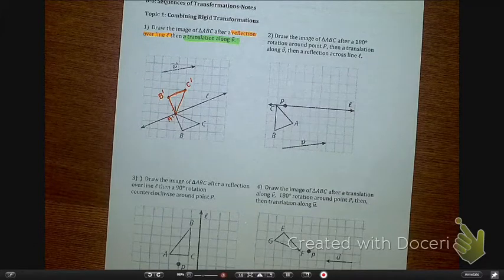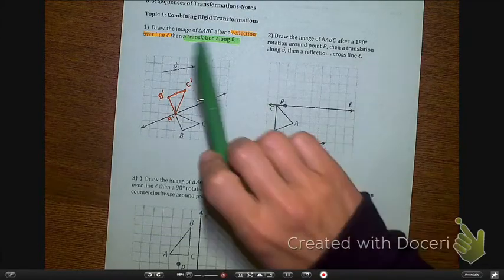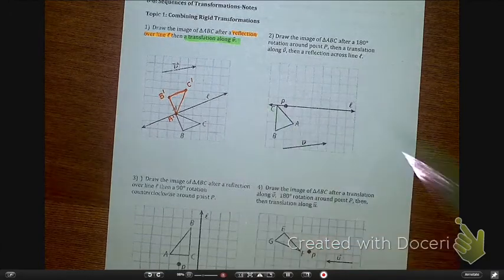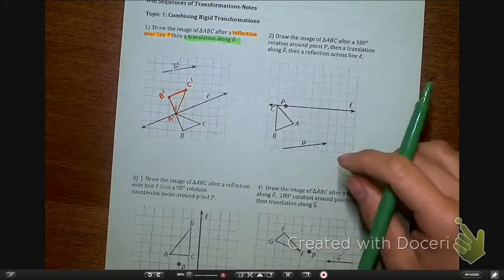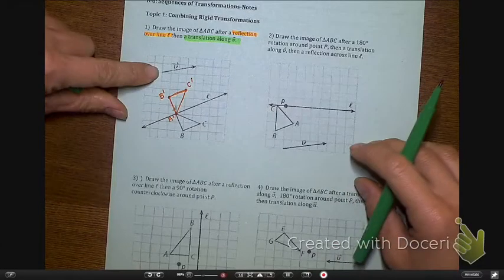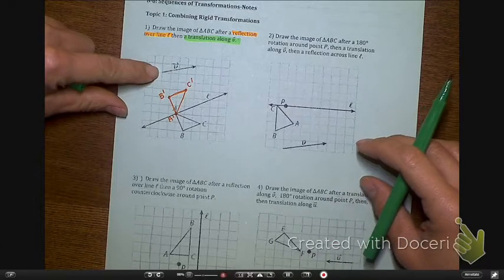Okay, so we've gone ahead and we've done the first transformation. Okay, now we want to do the second one. So what is the second one asking you to do? Translation along vector v. Okay, so if I want to do a translation along vector v, I need to first go to vector v and figure out what instructions vector v is telling me to do.